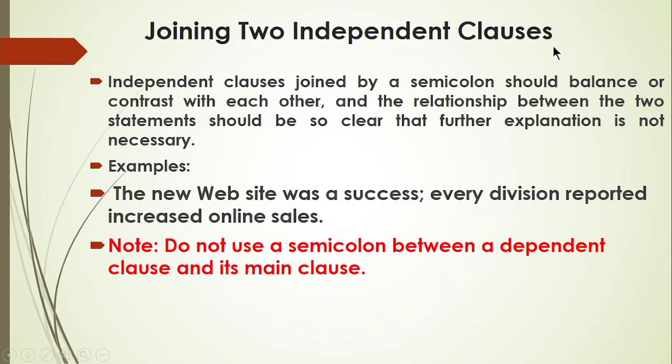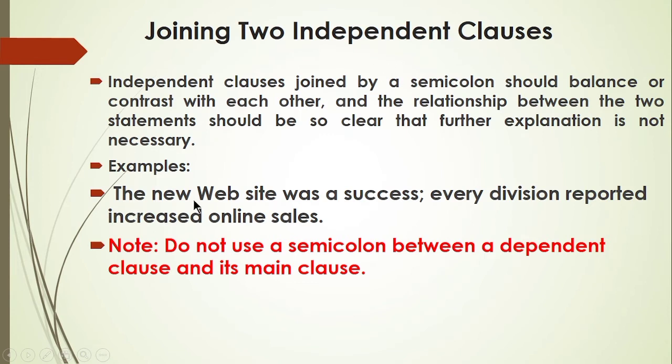Now, joining two independent clauses. How does a semicolon join two independent clauses? Independent clauses joined by a semicolon should balance or contrast with each other, and the relationship between the two statements should be so clear that further explanation is not necessary. Remember, when we have two independent clauses and they are joined with the help of a semicolon, they are balanced or they contrast with each other and their relationship is very much clear. There is no need of further explanation for those clauses. So such clauses are joined with the help of a semicolon.